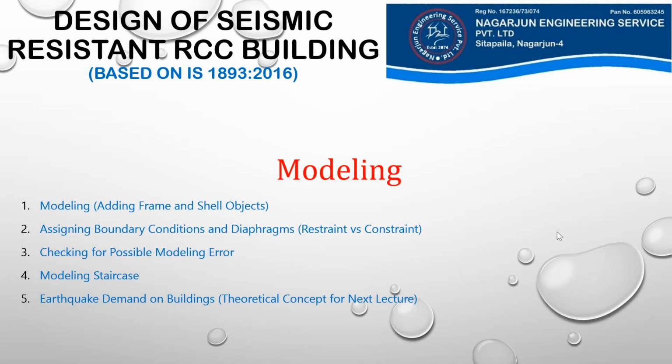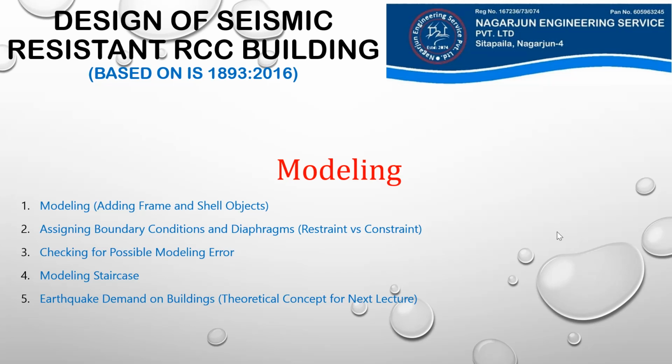This is the third lecture of our training course on design of seismic resistant RCC building. In the previous lecture, we did some ETABS modeling. We defined the grids in a new model, and we defined materials, cross-section properties, and slab sections. In this lecture, we will do modeling, and besides modeling, we will assign some boundary conditions and diaphragms.